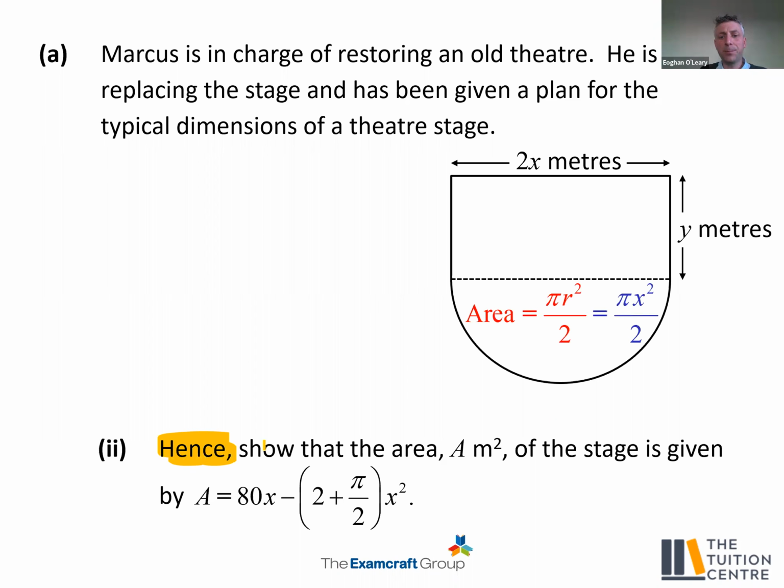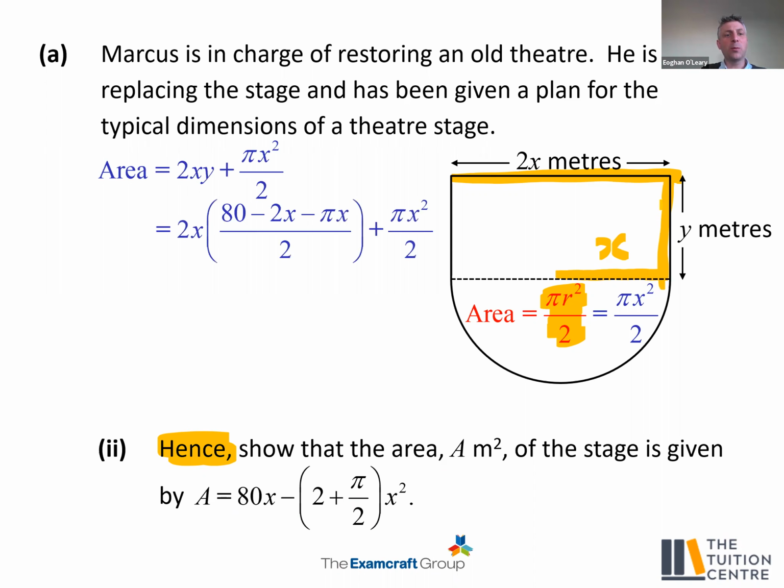So we know the area of a circle is pi r squared. So a semicircle is pi r squared over 2, and we know the radius is equal to x. So it's going to be pi x squared over 2. That's our area. We know our area of the rectangle is going to be 2x times y. And we know, of course, we have isolated y previously. So we have the area is 2x times y plus pi x squared over 2. From the previous part, we know that y is equal to 80 minus 2x minus pi x over 2.